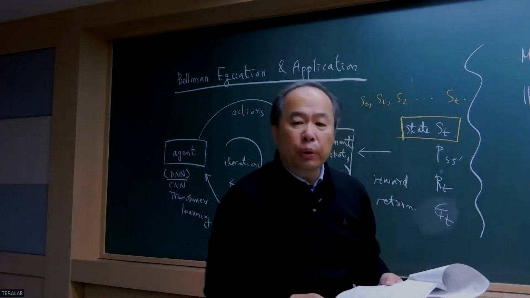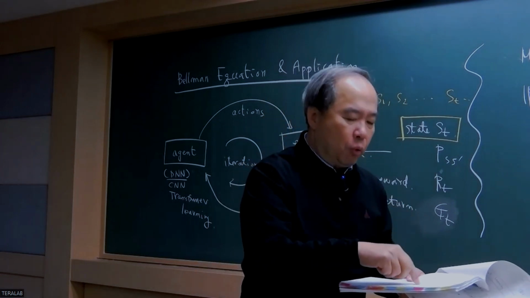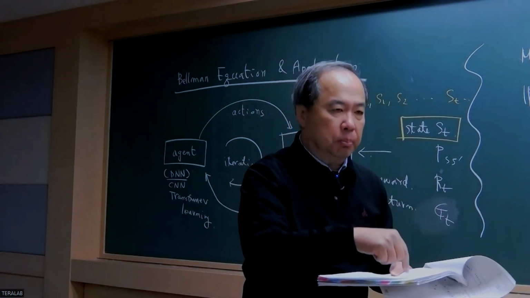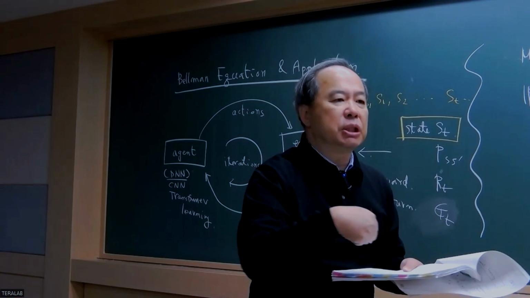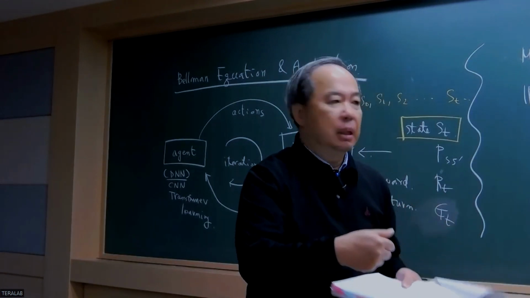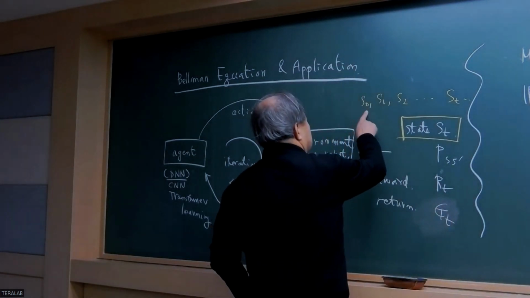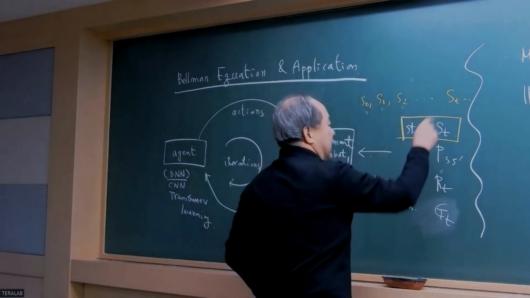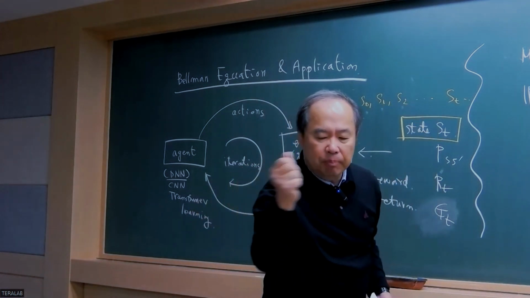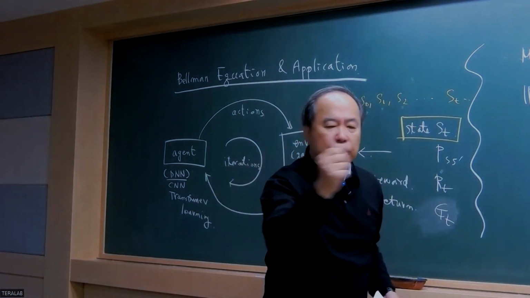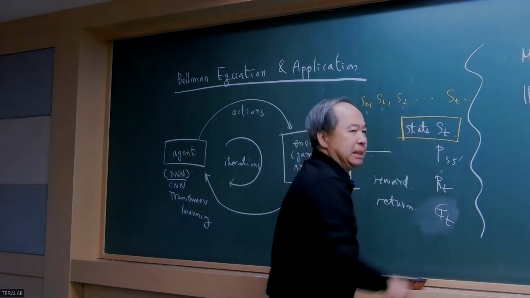When you are playing a Go game, you put a white stone, the opponent puts a black stone. There's a sequential process that is defined as S0, S1, S2, and ST. When we are moving this arm, each position may be represented by ST.